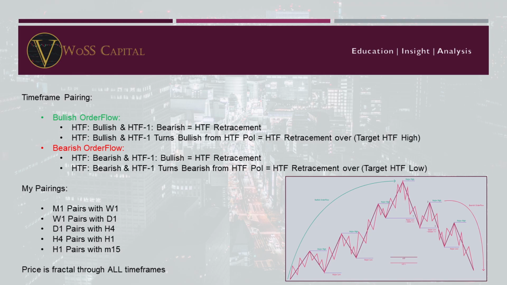So monthly paired with weekly, weekly paired with daily, daily paired with H4, H4 paired with H1, and H1 paired with M15. And I do look for entries on time frames below M15, but I consider M5 and below essentially the lower time frames for the M15 if that's the level that I'm looking at. But for now, I just concentrate on the M15 as your lowest time frame.